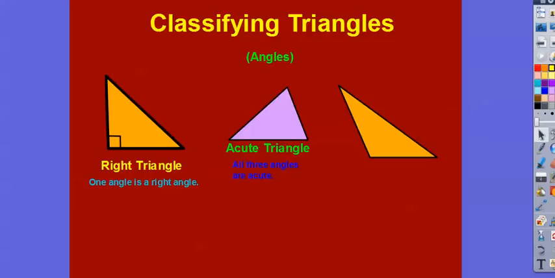Now, once again, if it's got an obtuse angle, these other two have to be acute angles, because there's no way that you can have more than one obtuse angle, because the grand total has to be 180 degrees for the interior angles. And if one of them's already over 90, there's no way you can have another angle that's over 90 degrees. So an obtuse triangle just means it has one angle that is an obtuse angle.